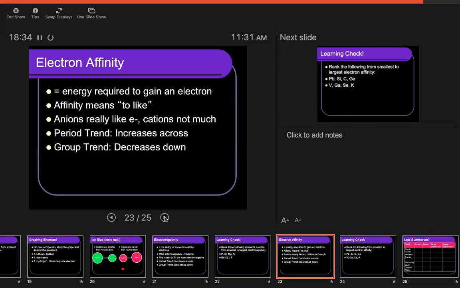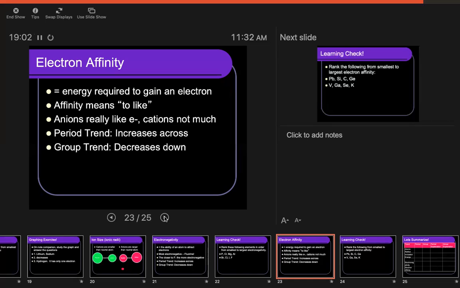All right, so we have our period trend and we have our group trend. And if you'll look, it has not changed. So ionization energy increases from left to right, decreases down. Electronegativity increases from left to right, decreases down. Electron affinity increases from left to right and decreases down. The trends are the same for all three of those. Atomic radius is the opposite of these.